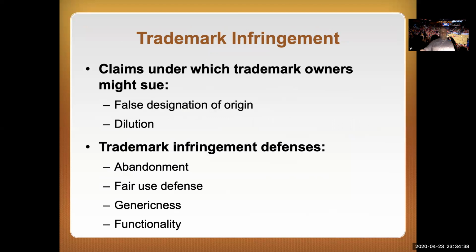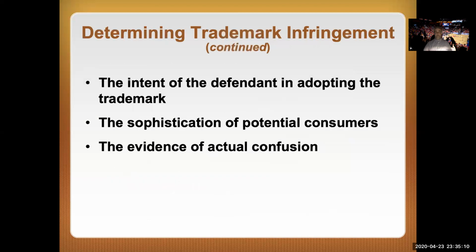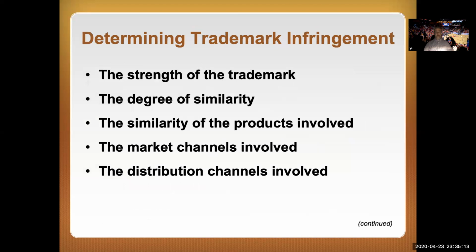Trademark infringement claims under which the trademark owners can sue, like we talked about earlier, are false designation of origin and dilution. False designation is likely to cause confusion or deceive as to the affiliation, connection, or association of such person with another person, or as to the origin, sponsorship, or approval of his or her goods, services, or commercial activities by another person. So basically, like we talked about with Jill B. Pham, there is evidence of actual confusion. And as was talked about below, is there intentionality behind the confusion?